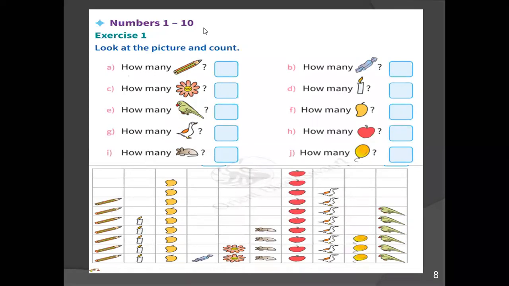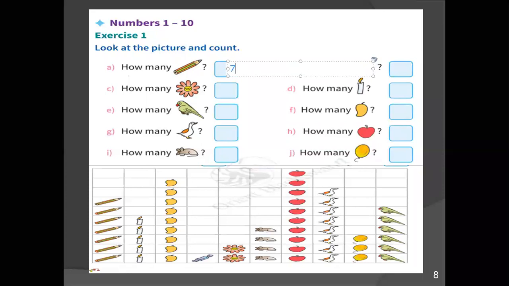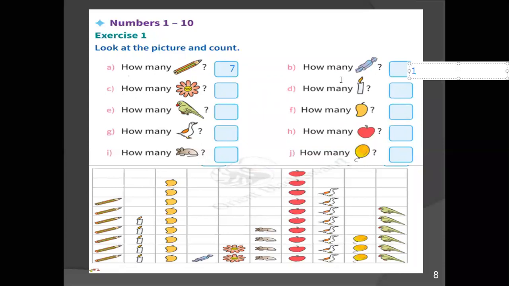Now we will write 7 there. Okay. Yes, write 7 in that box. Next. How many chocolates? Where is the chocolate? Here. Yes. How many chocolate is there? Only 1. So we will write 1 here. Okay, in that box. Next.